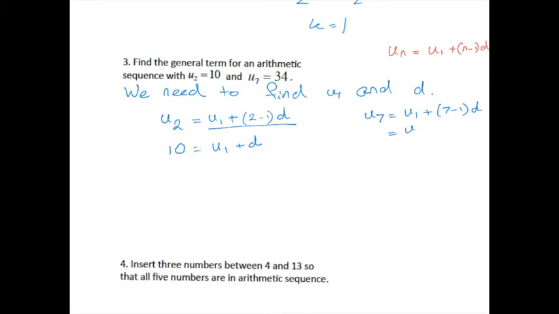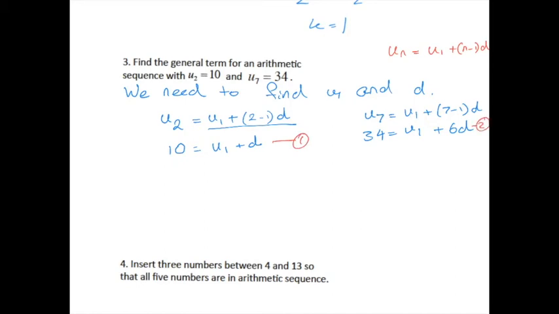34. Oops, sorry. U7 is 34. Beautiful. Equals U1 plus 6D. Is everyone okay? Beautiful. What do we got here?